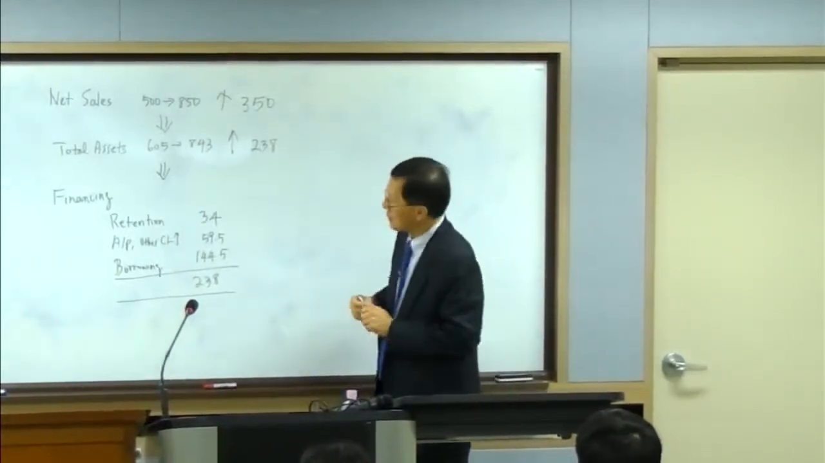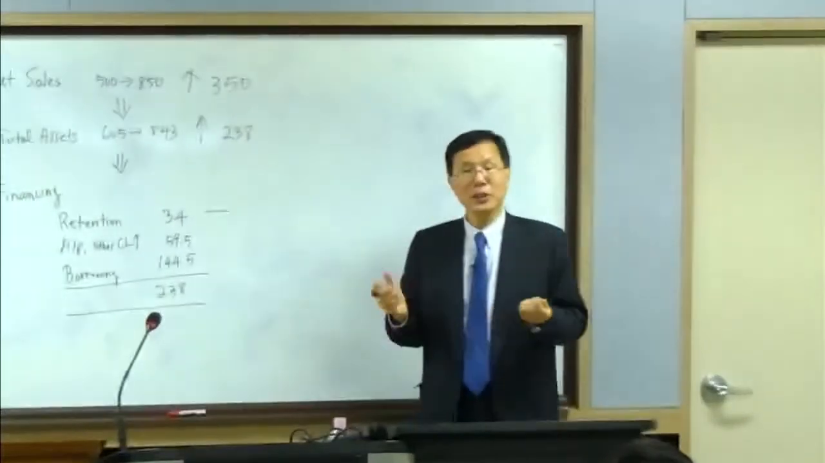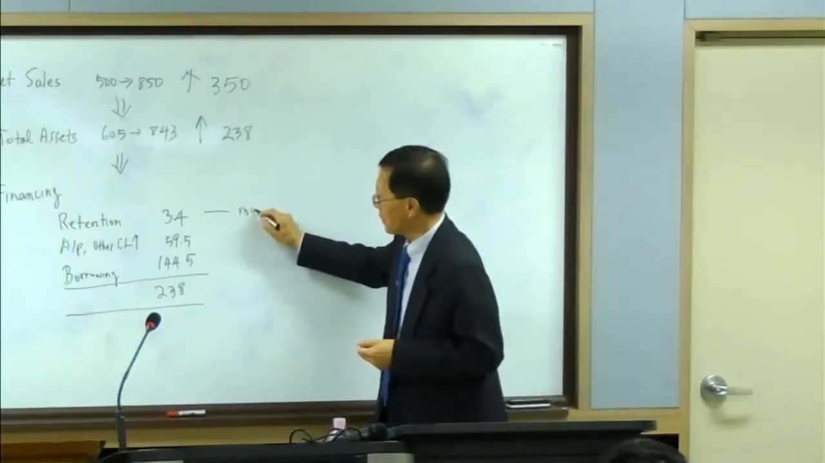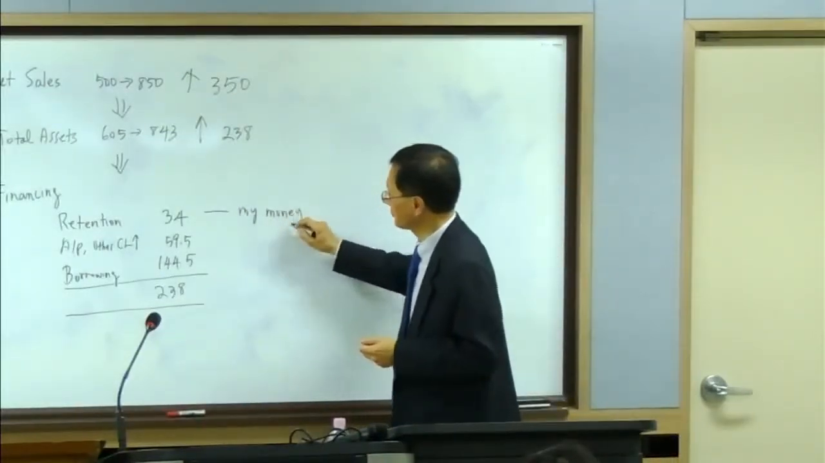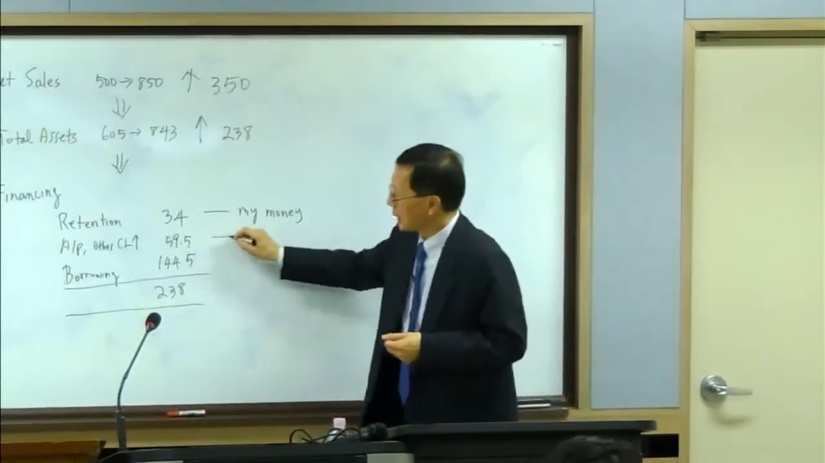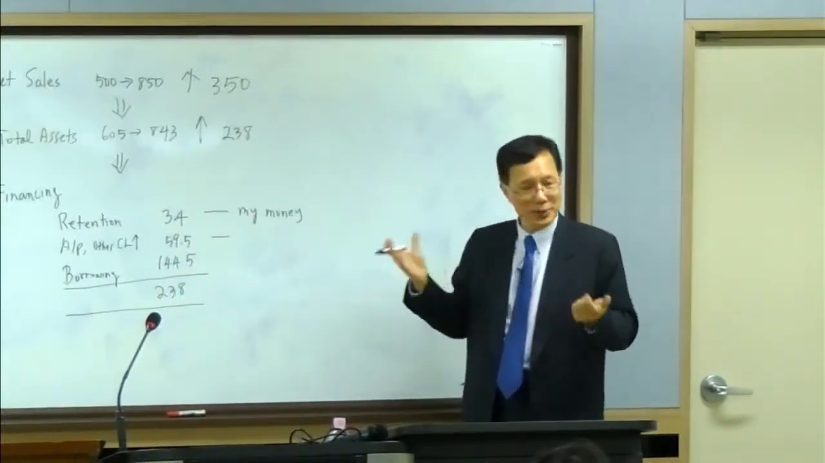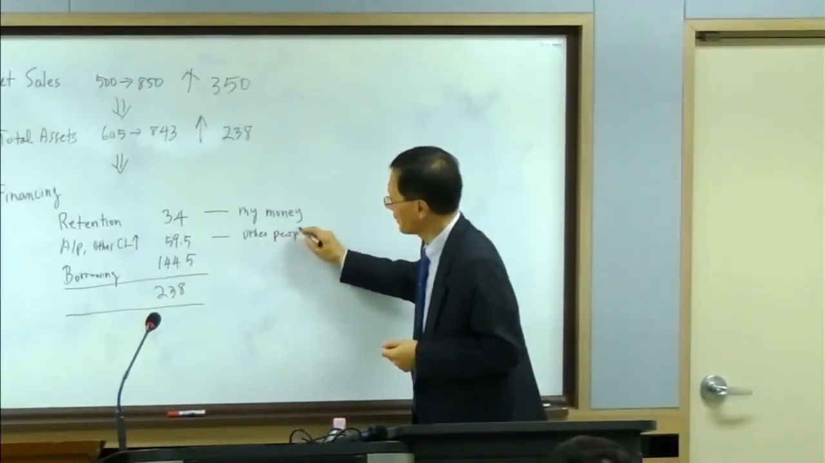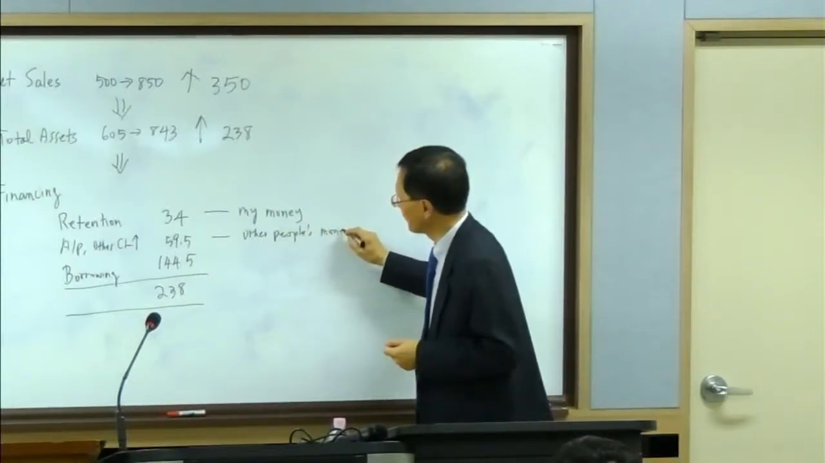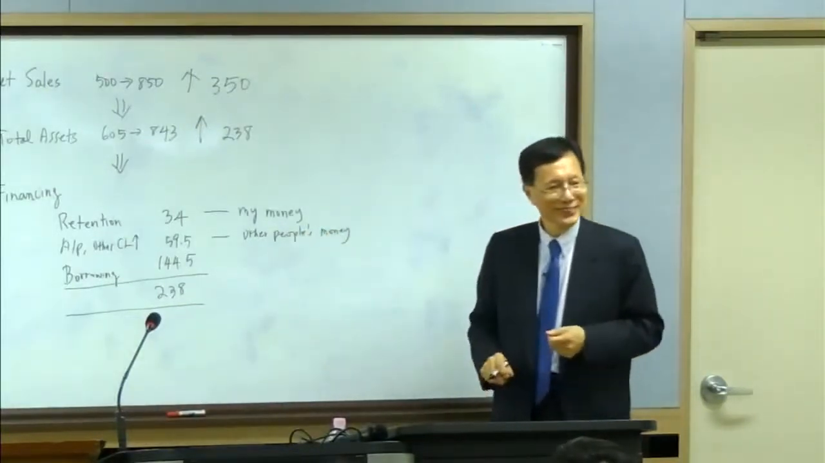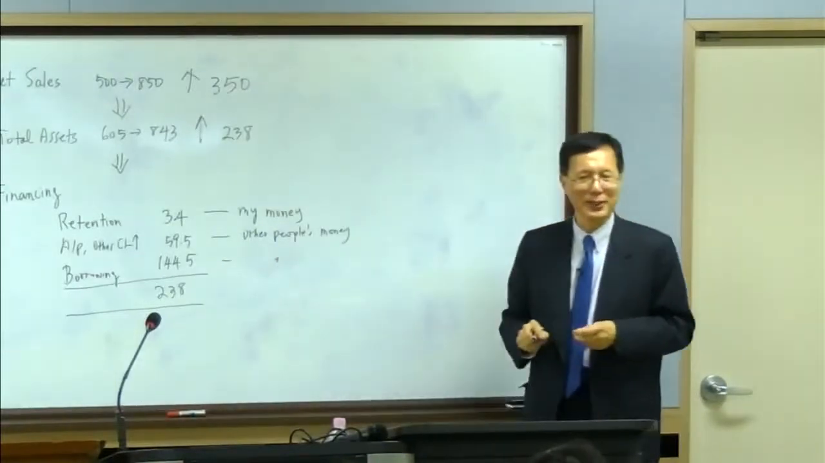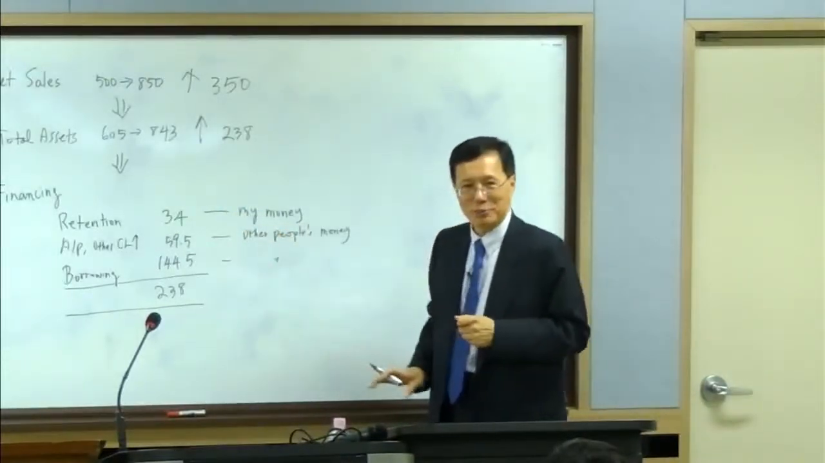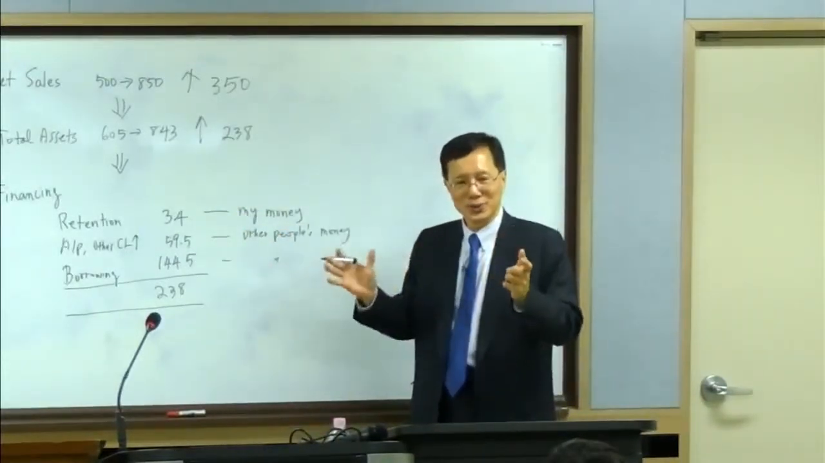financing. See, retention, it's my money or someone else's money? Okay, let's call that my money. Accounts payable and current liabilities, my money or someone else's money? Other people's money. Borrowing, of course it's other people's money. That's not my money. So in terms of my money versus someone else's money, it's almost 1 to 7.